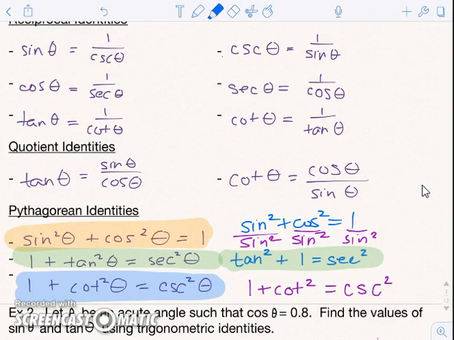Again, if you can remember the first one, sine squared plus cosine squared equals 1, divide each piece by sine squared, and then again divide each piece by cosine squared, you can derive your two other identities. Then you don't have to memorize everything. It's just one step easier, and it helps you practice those reciprocal and quotient identities in the meantime.